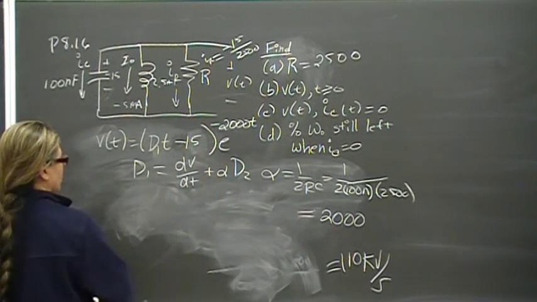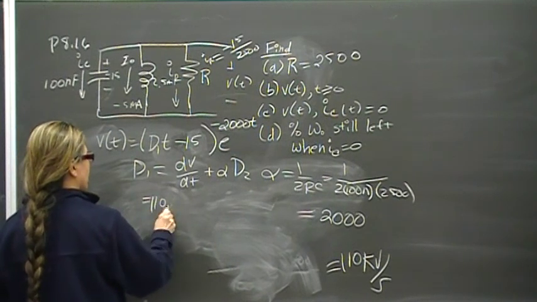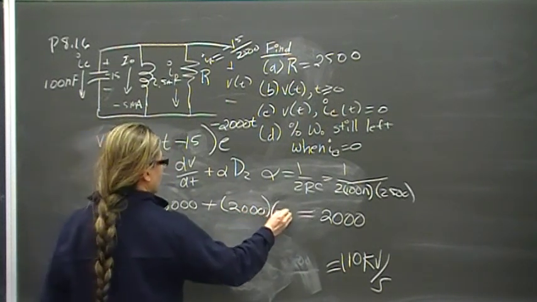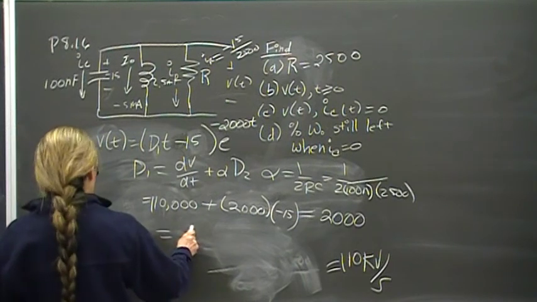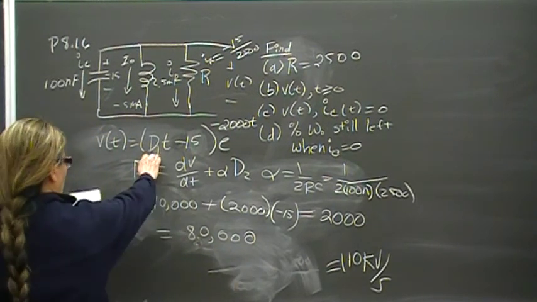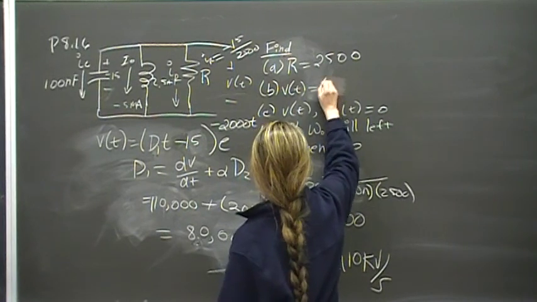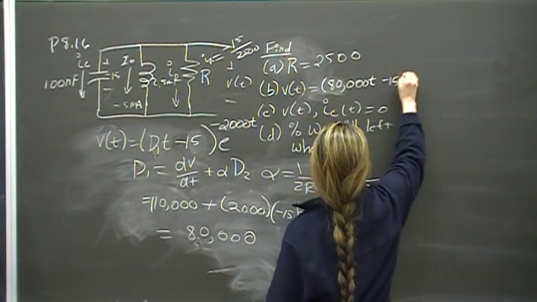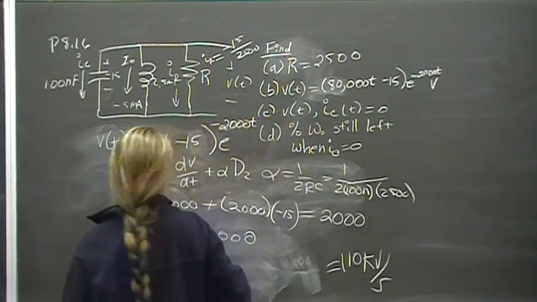So now we have the dV/dt of 110 kilovolts. We can put that back into this formula. That's 110 kilovolts plus 2,000 times D2, negative 15. When you do that, that will give you a value of 80,000. Okay, so now we have everything that we need for the general equation. The general equation is going to look like this: D1t, where D1 is 80,000, t minus D2, which is 15, e to the negative alpha, which is negative 2,000t volts. And that is the general equation.